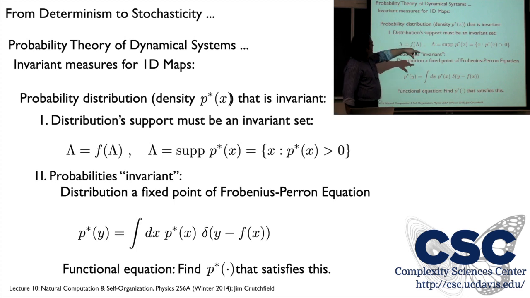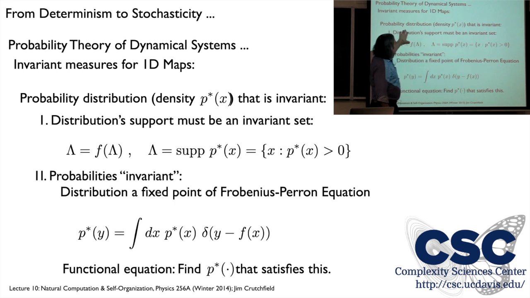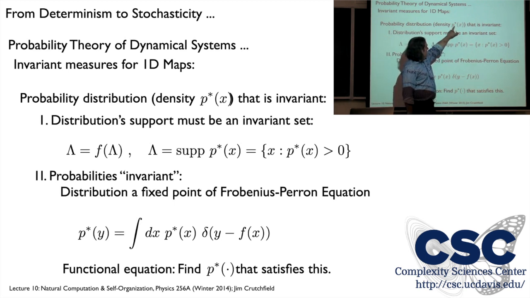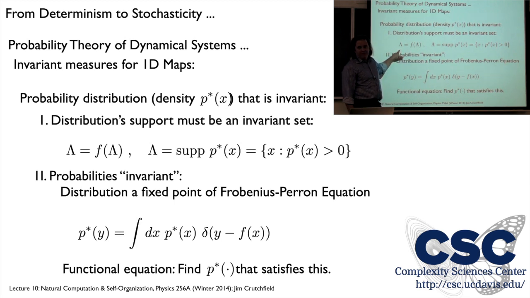So an invariant probability density, call it P star of X, is one that, first of all, the support is an invariant set. So at least the support has to be invariant, map into itself, right? So that's some set here. So we're guessing, okay, is this distribution P star invariant? Well, first we look at the support of it, right? All the X's that have positive probability, and then that set has to map into itself under the map. At least that.